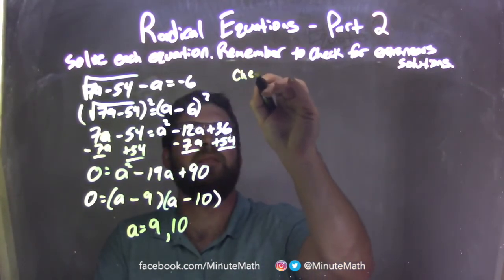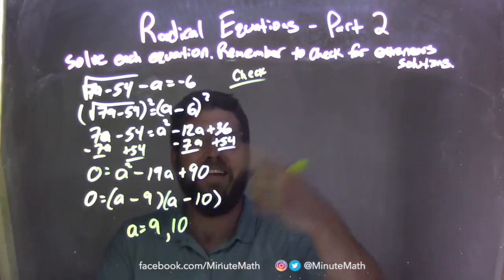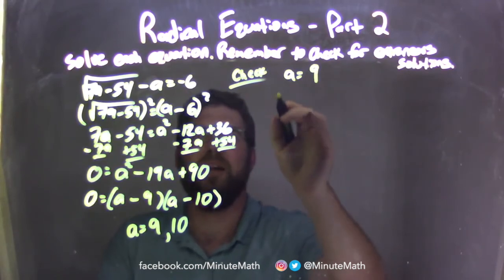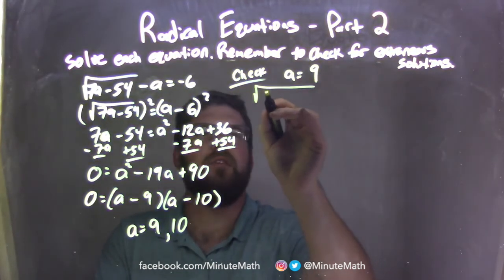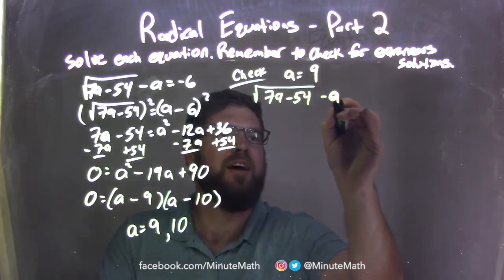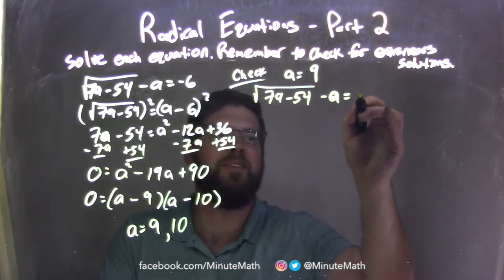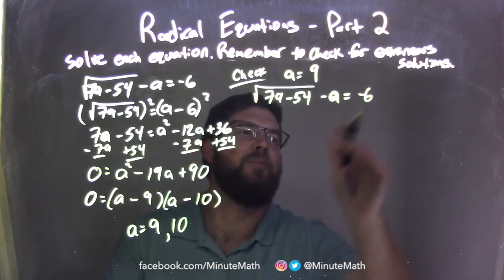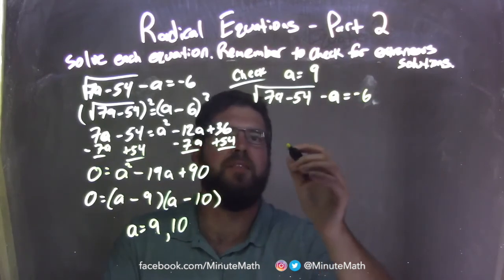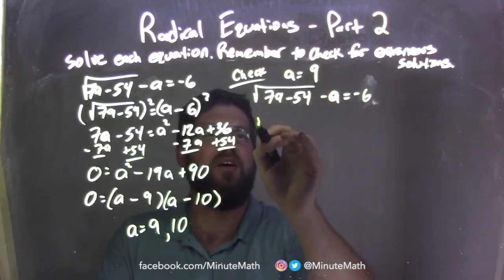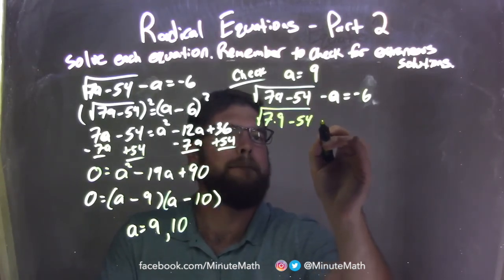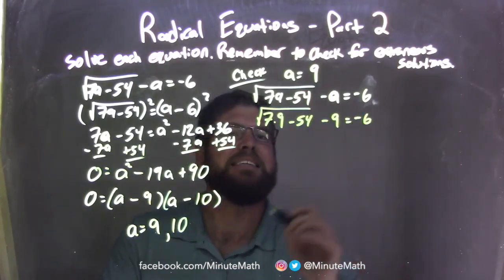So I'm going to do my check here, and I'm going to take both of them and plug them in individually into the equation. First one, a equals 9. My a's didn't look like 9s, but they're not today. So the square root of 7a minus 54, minus an a on the outside, minus 6. Plug 9 in for a. So now I'm left with the square root of 7 times 9 minus 54, minus 9 equals negative 6.